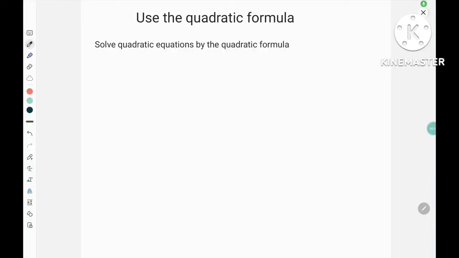Hello everyone. In today's video, we are going to see how to use the quadratic formula to solve a quadratic equation. So first we see what the formula is. The formula is x equals minus b plus or minus square root of b square minus 4ac over 2a. Okay. First, why am I taking both plus and minus signs?